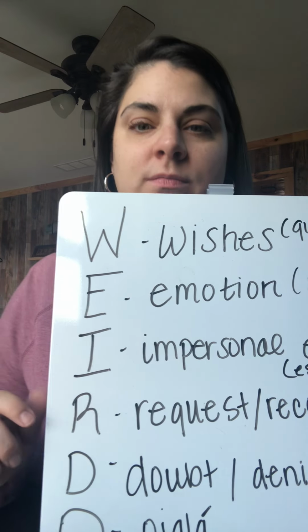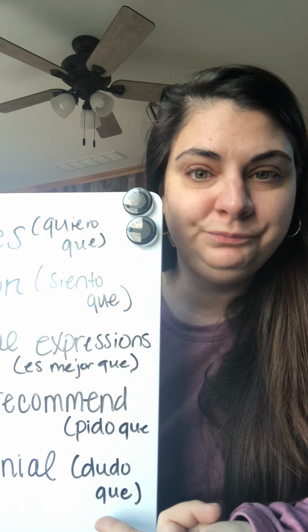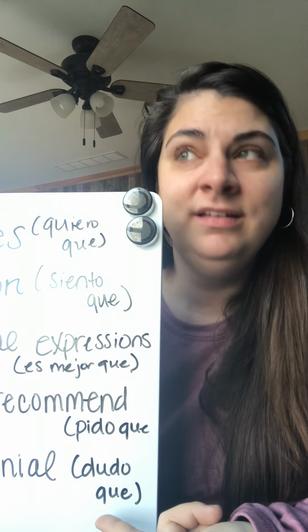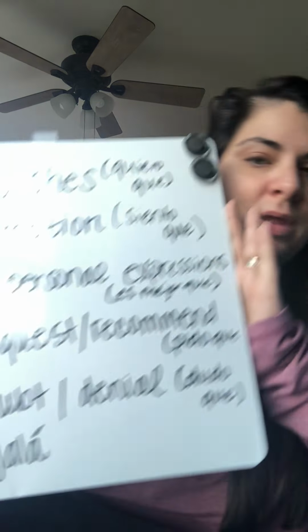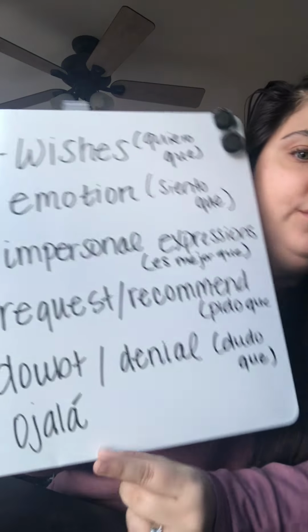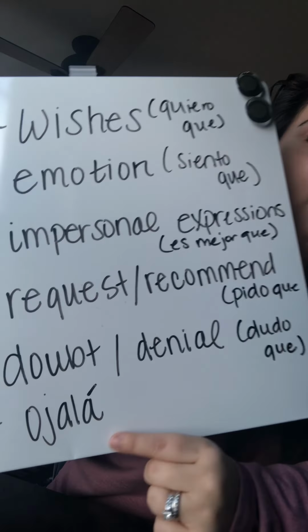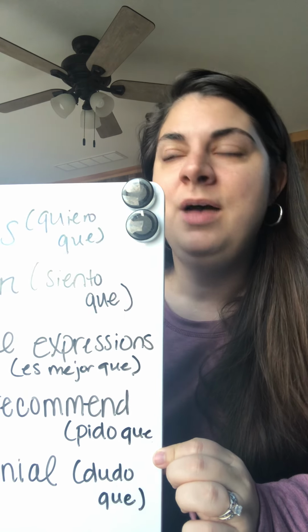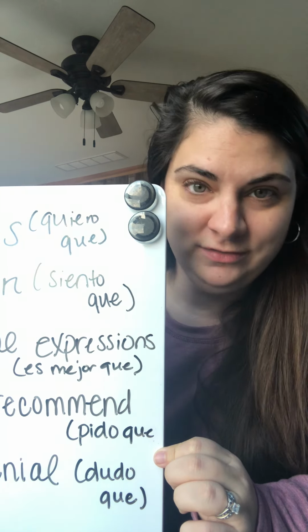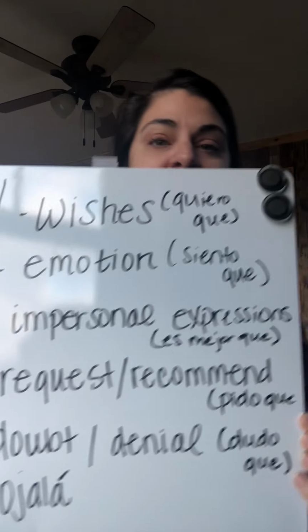Next, we have doubt. This one's really simple. Here's an example. Dudo que, I doubt that. That automatically goes back to doubt and uncertainty, okay? Then at the bottom, we have ojalá. You all learned this week that ojalá, there's an accent over the last A, ojalá que is one of the most popular phrases to use with subjunctive. So therefore, it has its own letter. I hope this helps you all out.